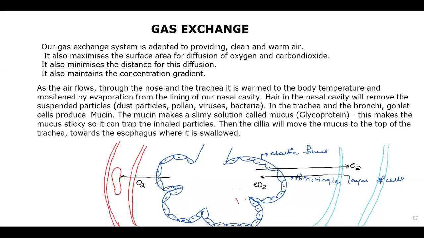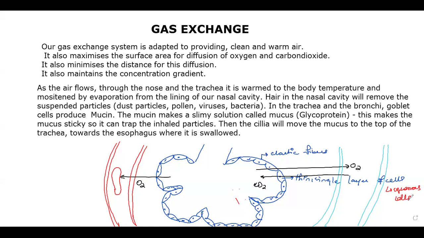How is the distance minimal? The alveoli is surrounded by a single layer of cells. We call these cells squamous cells because they have a flat shape. Okay, so a thin layer of squamous cells. And the capillary also has one single layer of cells. So the distance that the oxygen and carbon dioxide have to travel is really, really small.